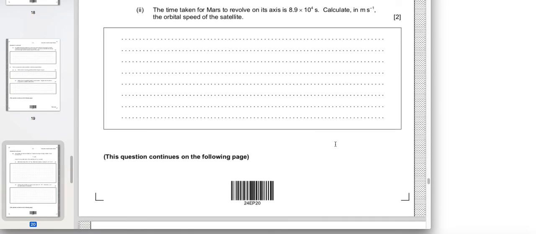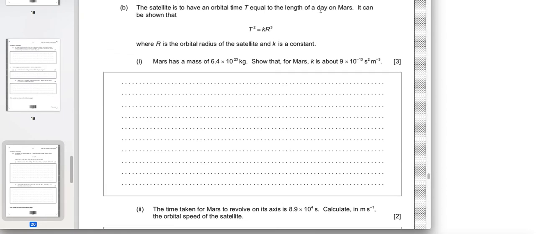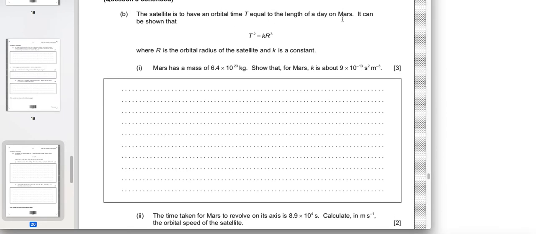Next, the time taken for Mars to revolve on its axis is 8.9 times 10 to the power of 4 seconds. Calculate in meters per second the orbital speed of the satellite. Okay, so there should be somewhere information about the type of satellite. Is it geostationary or not? Because in other case this value is not needed. So let me check details.